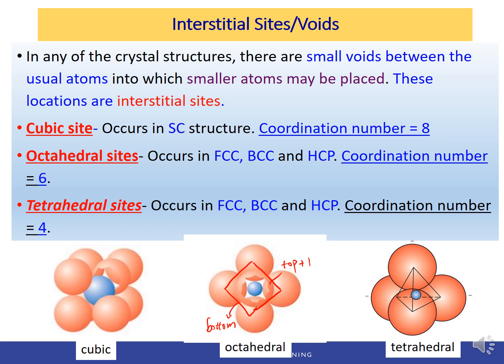This is when we put 4 atoms together in touch, close packed, and there will be 1 void among the 4 atoms. And this is the tetrahedral site. If we connect the center of all the 4 atoms, this will form a tetrahedron. And the coordination number for tetrahedral site is 4. So this atom we put in the middle in the void or interstitial site will be in touch with 4 other atoms. So the coordination number is 4.